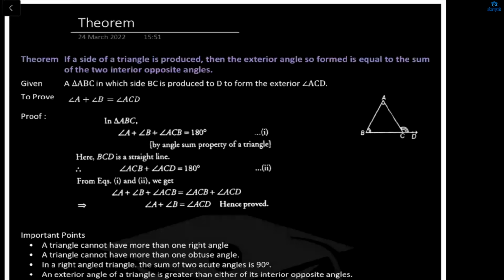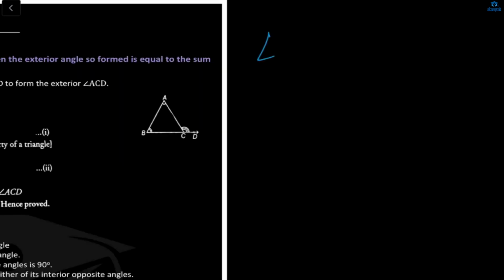Okay, now how can we prove that? Again, the sum of the angles of the triangle ABC will be equal to 180 degrees. Angle A plus angle B plus angle C will be equal to 180 degrees. Just now we have seen the theorem of the sum of the angles of a triangle.